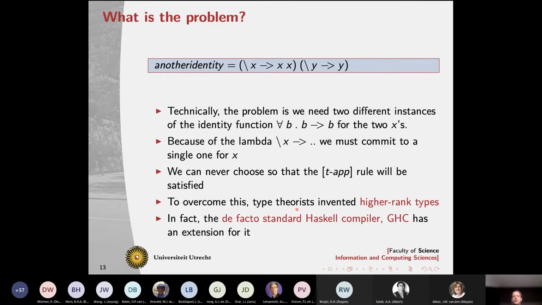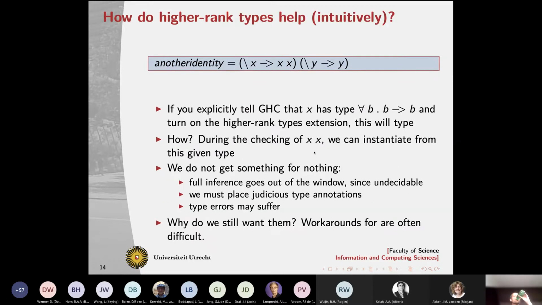So type theory said, we can solve this, we invent higher rank types. And in fact, if you look in the de facto standard Haskell compiler, GHC, it actually already has an extension and support for it. How does it help? Well, basically it means that you have to give explicit information about the type of X to GHC, and it can then verify that this is consistent. So you have to tell the compiler in one way or another, look, this X here has to be an instance of the type for all B, B to B, and this will allow us to make different instances for the separate X's, and it will also allow us to verify that what we pass into the function is actually of the right form.